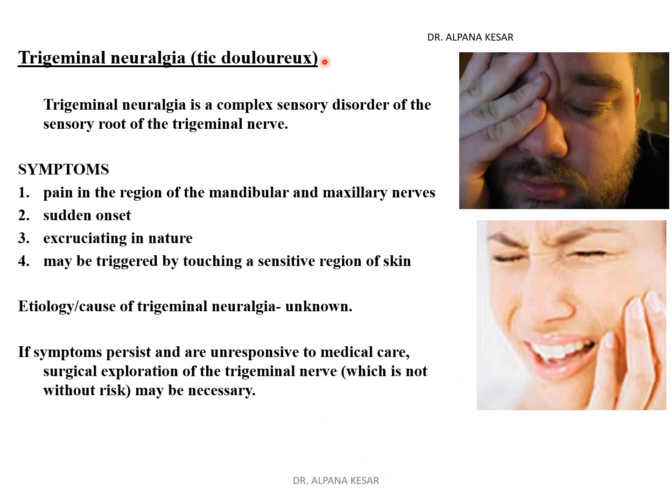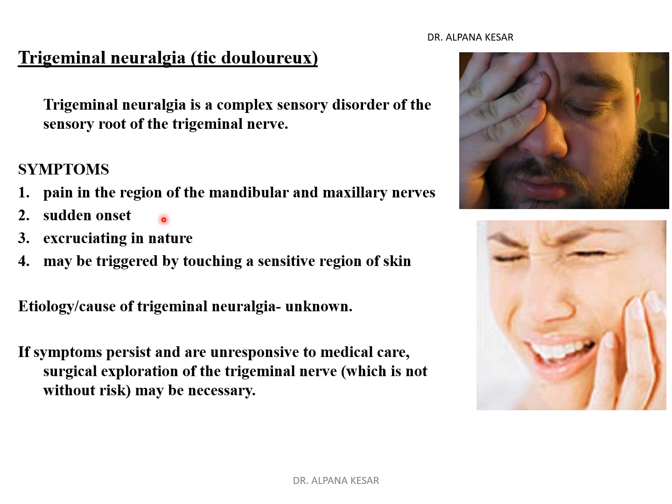Clinical anatomy of sensory nerve supply of face. Trigeminal neuralgia or tic douloureux. Trigeminal neuralgia is a complex sensory disorder of the sensory root of trigeminal nerve. It is associated with pain in the region of mandibular nerve, maxillary nerve, or both.